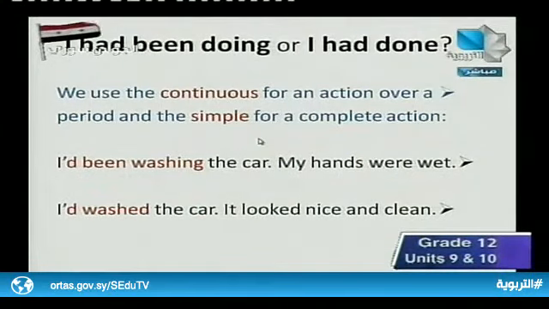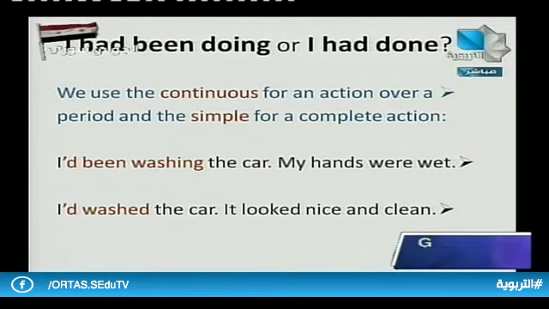Now, as we said before, we explained the present tenses and showed the students how we can distinguish between the present perfect simple and the present perfect continuous. The present perfect simple is used to talk about something finished.